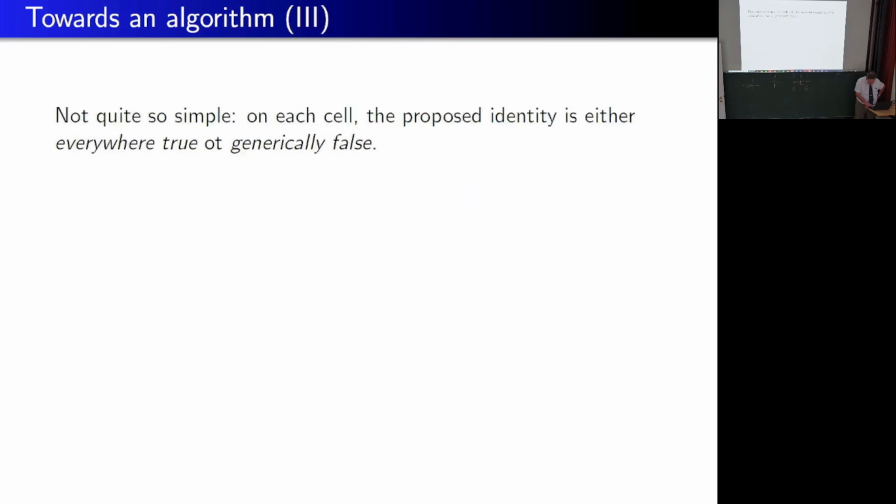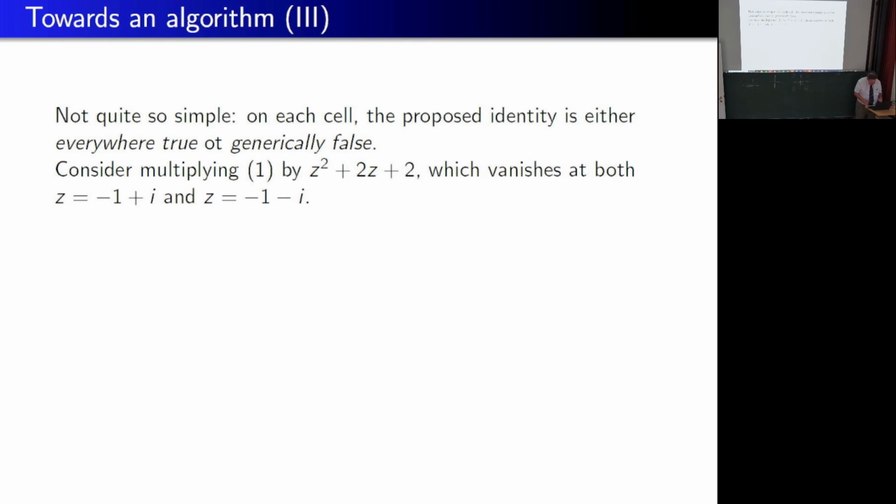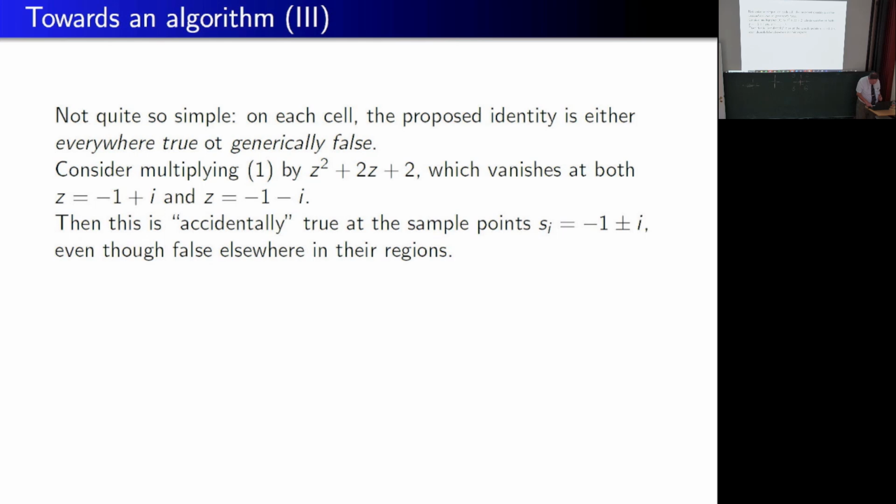I say close to because it's actually not quite so simple, because on each cell the proposed identity is either identically true or generically false. Let's see what I mean by that. So suppose I take my previous example and multiply it by z squared plus 2z plus 2. The reason I choose that is that z squared plus 2z plus 2 vanishes at this sample point and this sample point. So at those sample points, instead of getting contradictions, I just get 0 equals 0. So it's all accidentally true at those particular sample points.